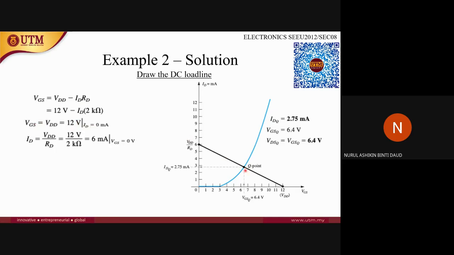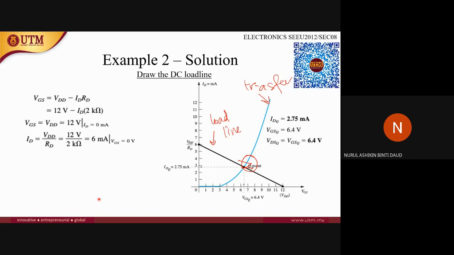Once you get these two points, you can connect this line. This is going to be the load line, and this is the transfer curves line. You can find there is a cross section between these two lines. So this is the Q point.